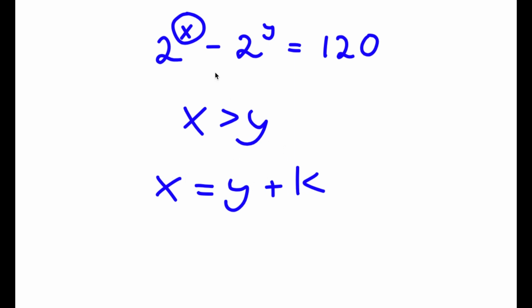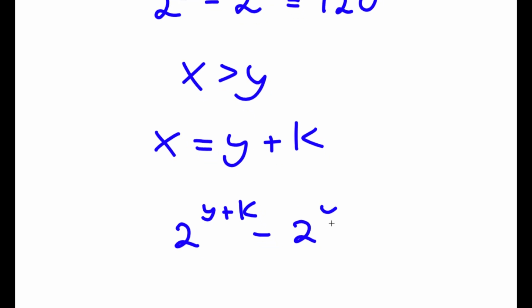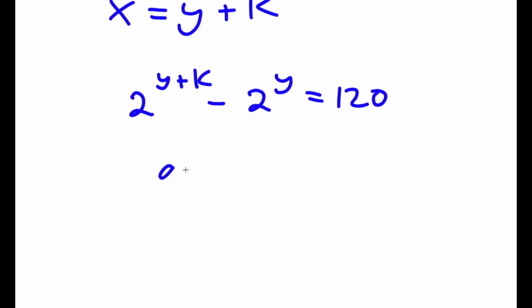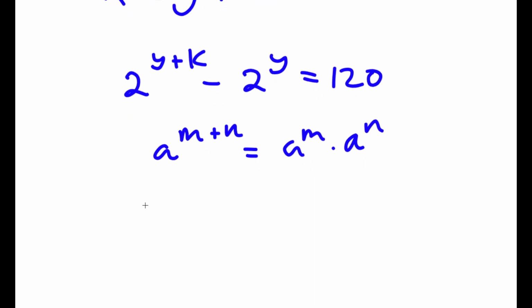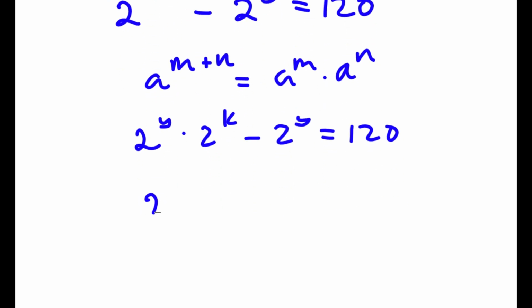So now I'm going to replace x with y + k. Now I have 2^(y+k) − 2^y = 120. If I have something in the form a^(m+n), this is equal to a^m times a^n. So 2^(y+k) equals 2^y times 2^k, minus 2^y, is equal to 120. Now if I factor out 2^y, I get 2^y times (2^k − 1) is equal to 120.